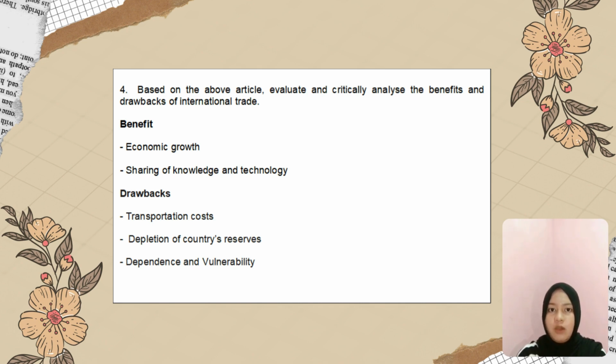Next, depletion of country reserve. The continued export from a country may deplete a country's reserve of deposits in the long run. In order to support farmers, the Australian government responded to the tariff by purchasing excess commodities using taxpayer money.